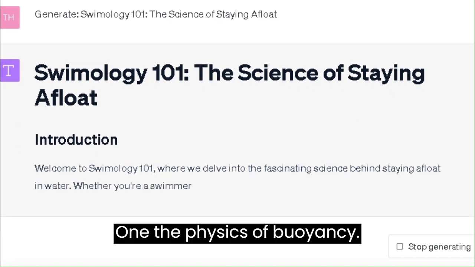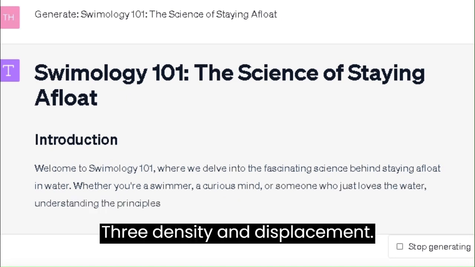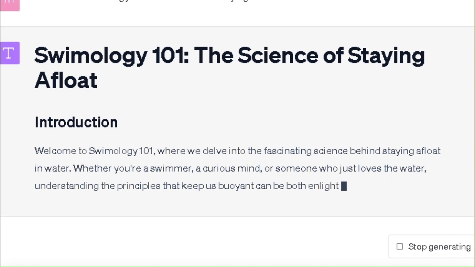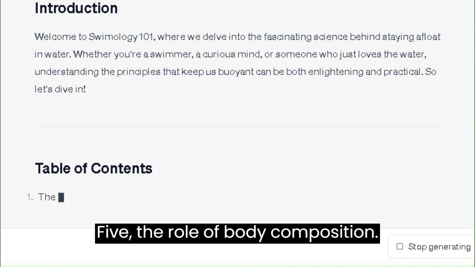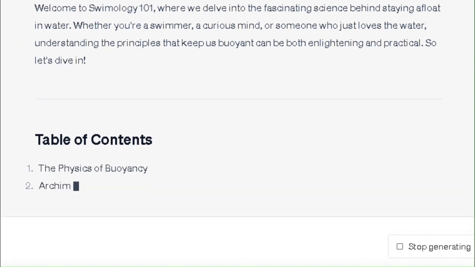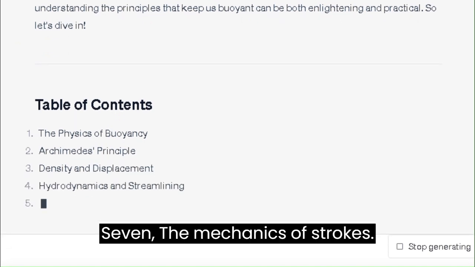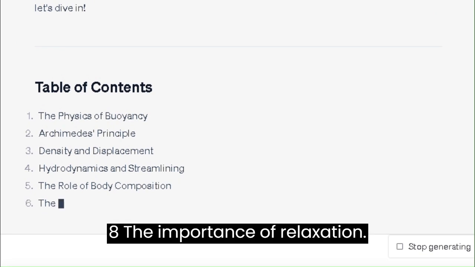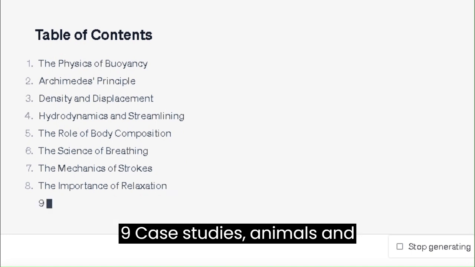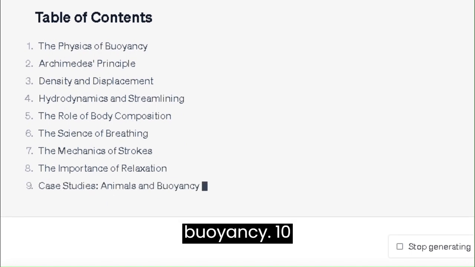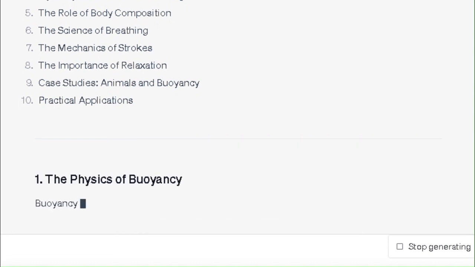Table of Contents. 1. The physics of buoyancy. 2. Archimedes' principle. 3. Density and displacement. 4. Hydrodynamics and streamlining. 5. The role of body composition. 6. The science of breathing. 7. The mechanics of strokes. 8. The importance of relaxation. 9. Case studies, animals and buoyancy. 10. Practical applications.